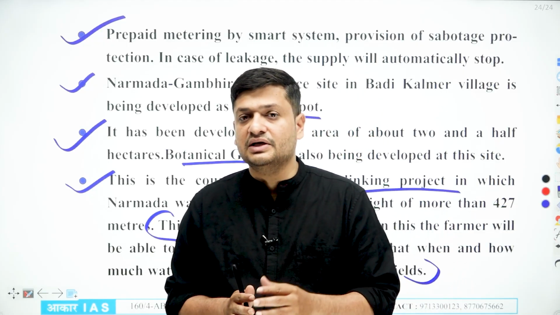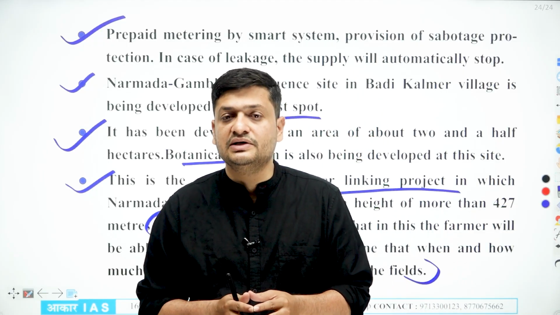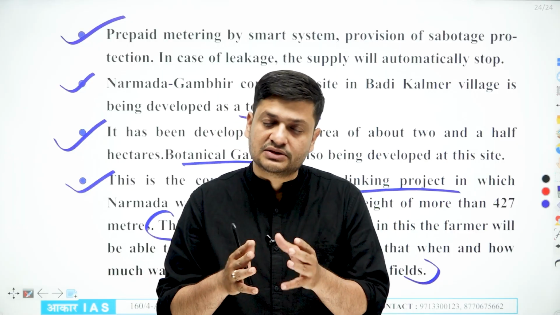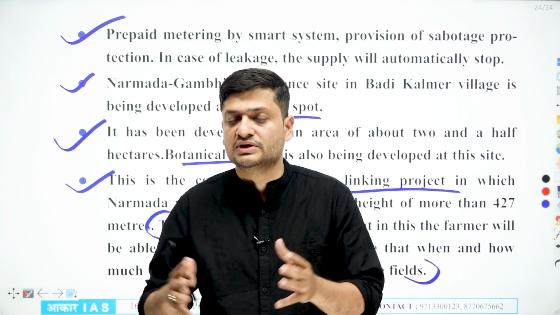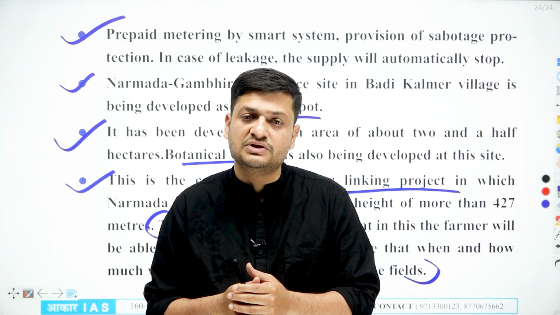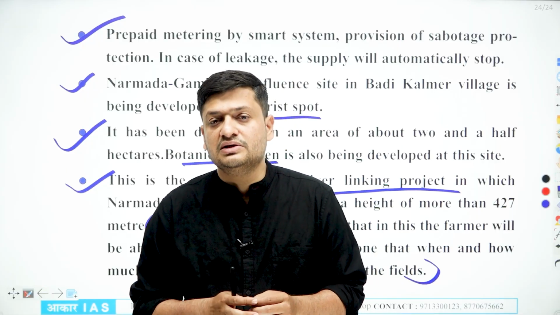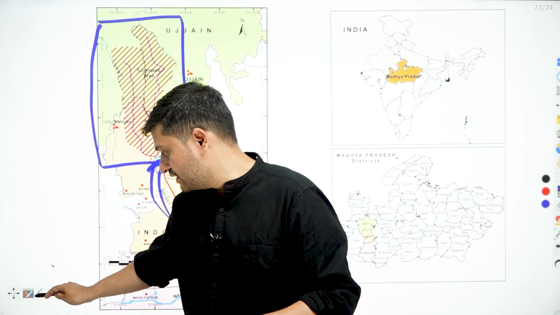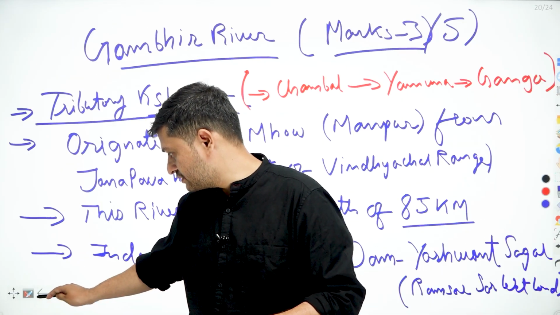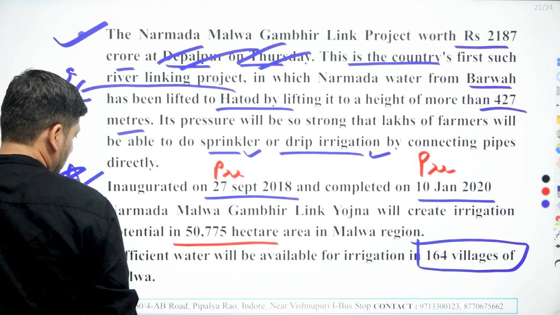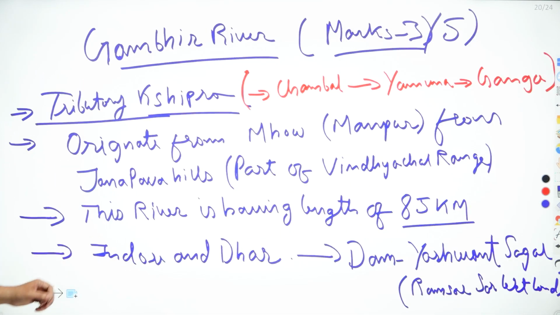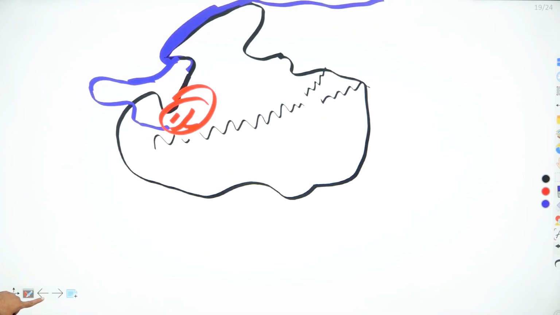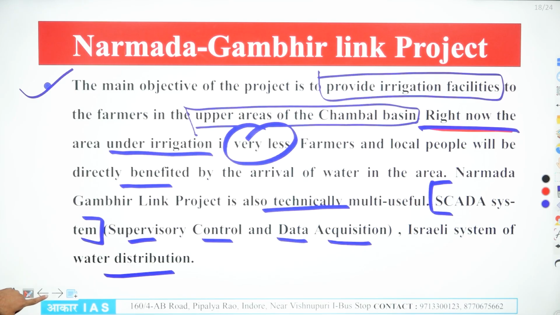Apart from it, the irrigated area directly benefiting from this project is around 60,000 hectares. It is a path-breaking incident which you have to remember in this project. Hopefully you have understood all the important points we have discussed about this project.